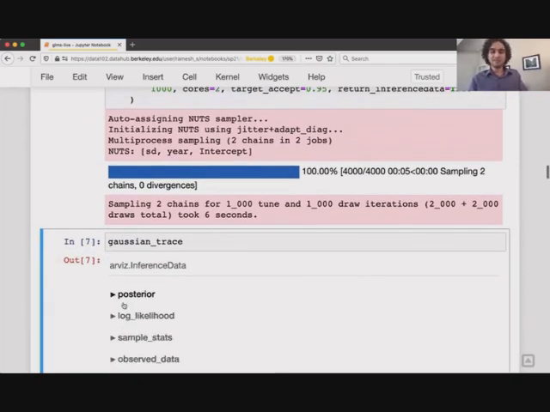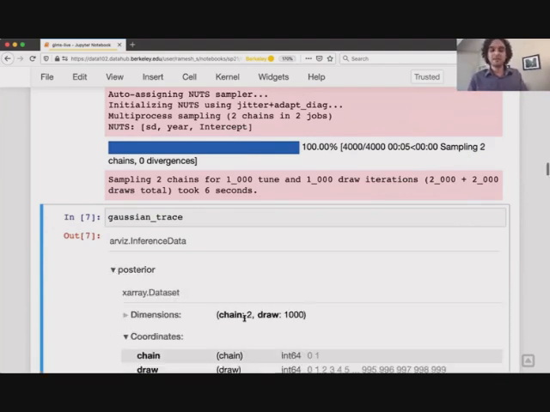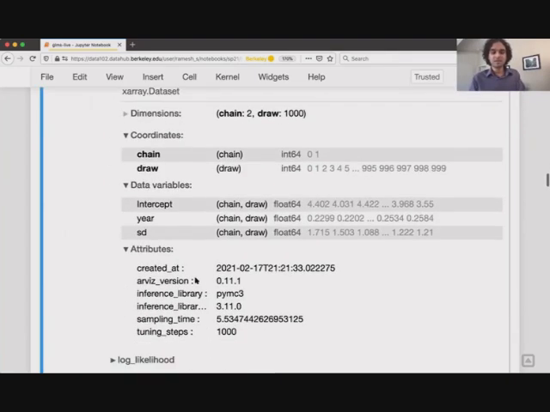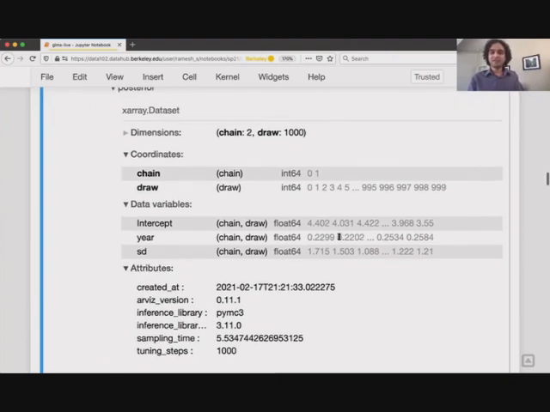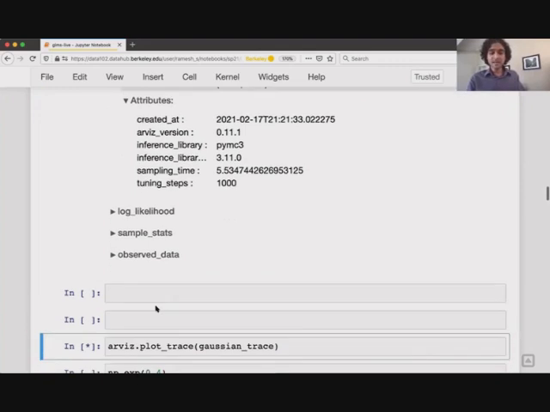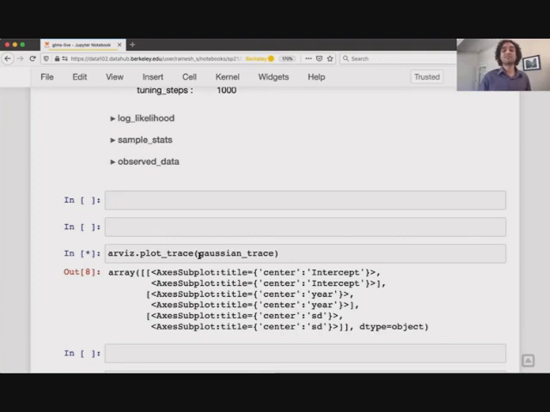There's the posterior, and a bunch of other stuff, but what we're really interested in is the posterior, and it has these variables: intercept, year, SD. There's also something about chain and draw, a bunch of metadata. I don't really like looking at numbers in a collapsed thing like this. I really want a visualization to show me what's going on here. So I'm going to use this plot trace function that I call on the trace, and it'll draw out some nice plots for me.